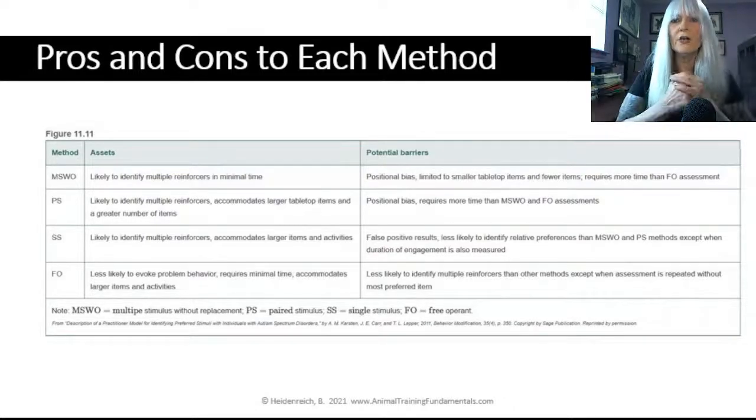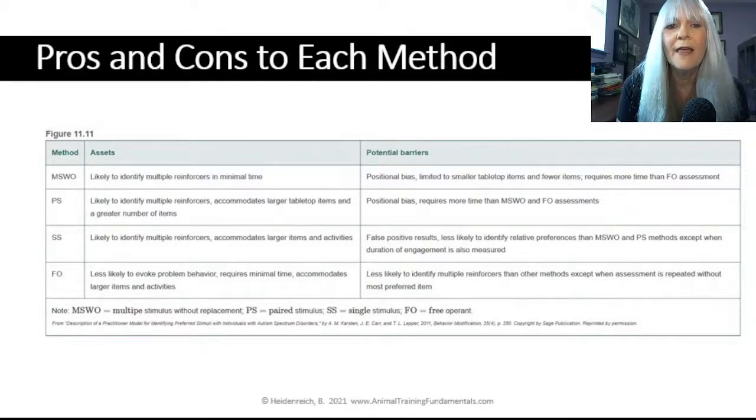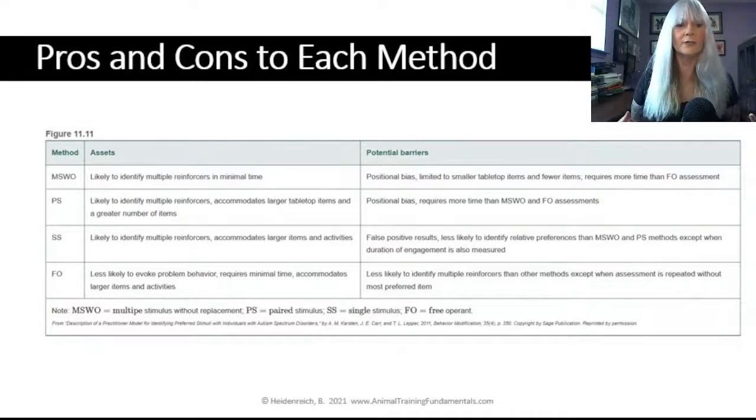So the first one I'm going to show you is a multiple stimuli without replacement setup. I've got 4 food items that I test, and once I've ruled out one of them that he doesn't even go for, I start testing just 3 food items. I'm basically trying to figure out which is the most preferred, then second, then third, and then fourth. Obviously, I rule out number 4 in this first video.